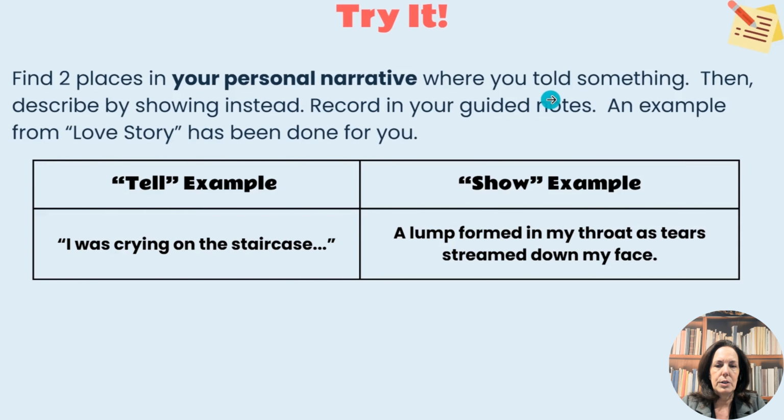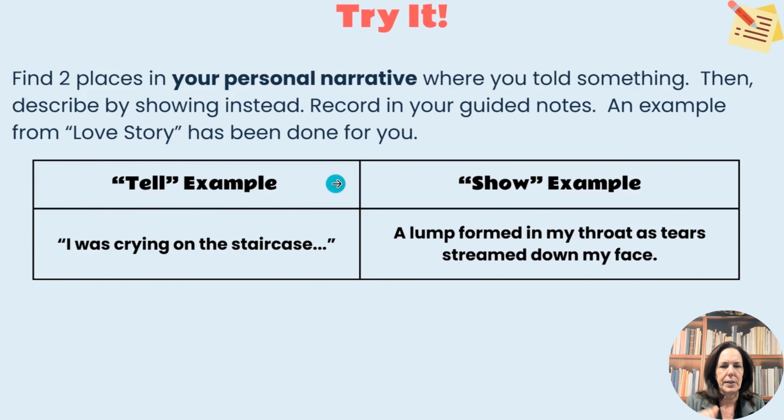So now we're not going to do this for every single place. We're going to find 2 places in your personal narrative where you told something. Then, instead of telling it, you're going to describe it by showing instead. Record it in your guided notes. An example from Love Story has been done for you. So here's my tell example, and here's my show example.